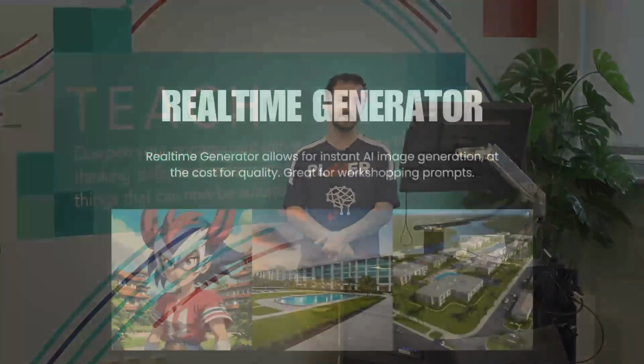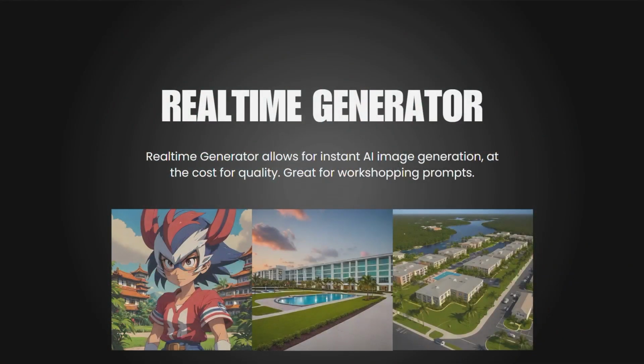All right, and the real-time generator. The real-time generator allows for instant AI generation at the cost of quality. So if you're looking for a high quality image, this is not the best feature to use, but it's mainly used for workshopping prompts. So in the bottom left here, I have a FAU owl football player. Not quite sure how I worded this, but it seems interesting. If you look at the finer details, it falls apart very quickly, but that's just for testing things around.